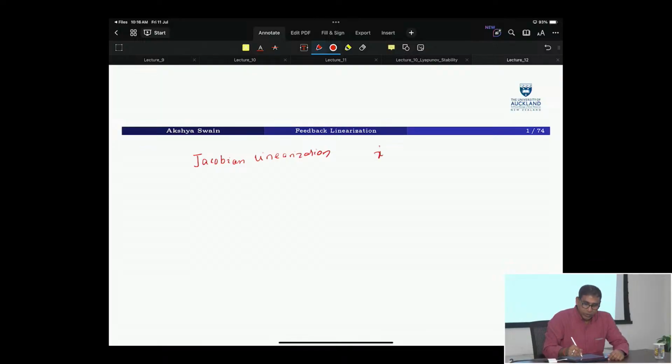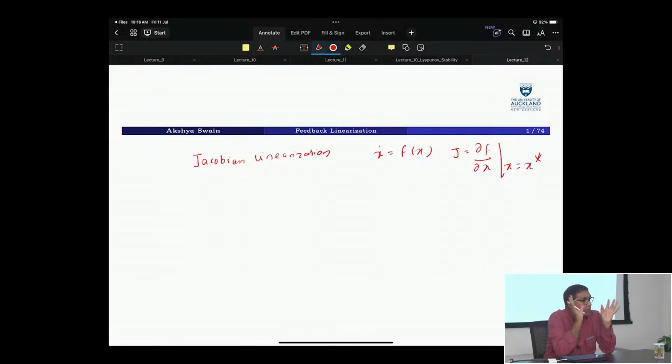X dot is equal to f(x). You find the Jacobian matrix, del f over del x, at x equal to x star. X star is the equilibrium point. Okay? And then you start designing. Jacobian linearization: you linearize the system around the equilibrium point. There is a nonlinear system, you find the equilibrium points, the Jacobian, all these things.